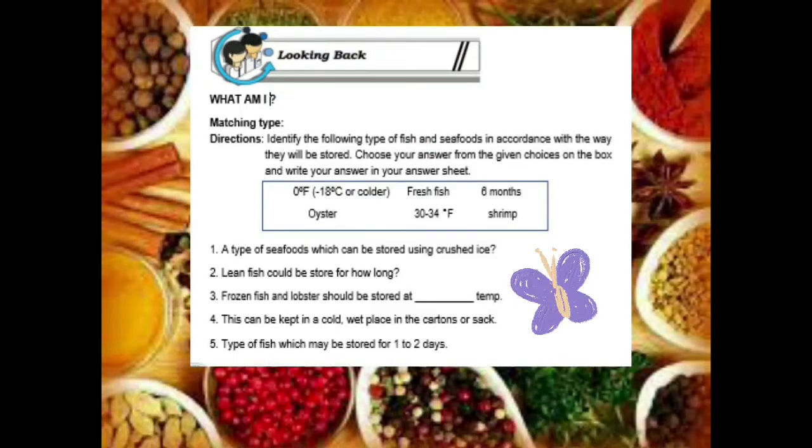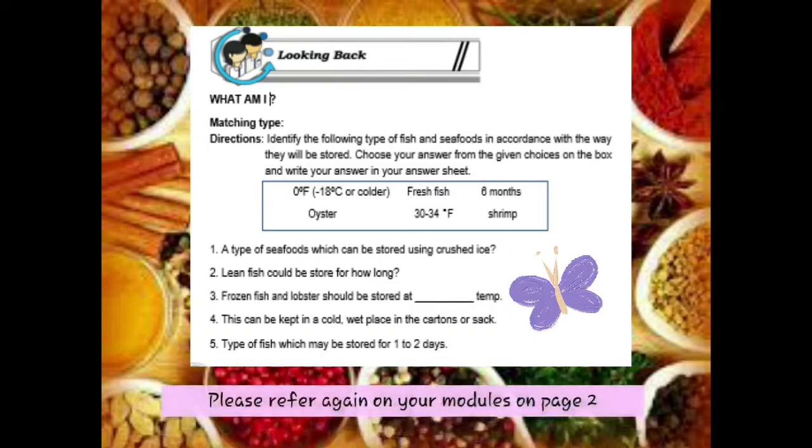And after answering the pre-test, answer also the looking back, which is a matching type 5-item question. Identify the type of fish and seafoods in accordance with the way they will be stored. Choose your answer from the given choices on the box and write your answer in your answer sheet. Please refer again on your modules on page 2.